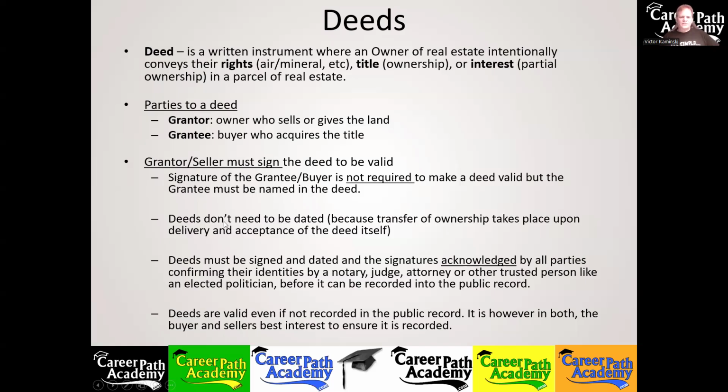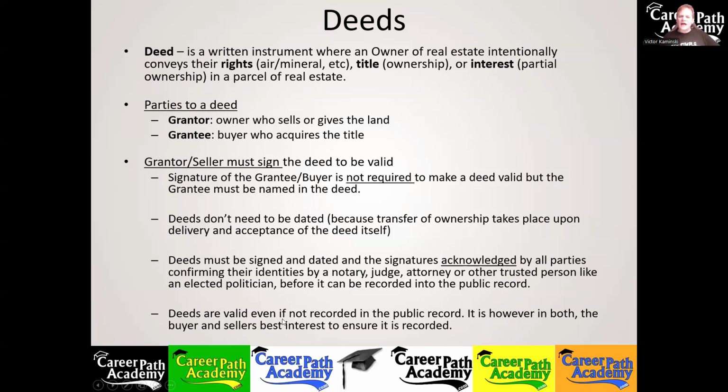Now, deeds do not need to be dated because the transfer of ownership takes place upon delivery and acceptance of the deed. So whenever that happens, that's when the transfer of ownership takes place. Deeds must be signed and dated, and the signatures acknowledged. That means proven that they're genuine by all parties confirming their identities, either by a notary, a judge, attorney, or other trusted person like an elected politician, before it can be recorded in the public record.